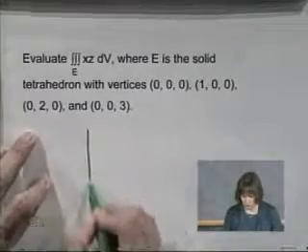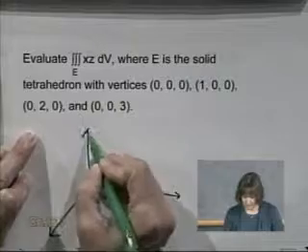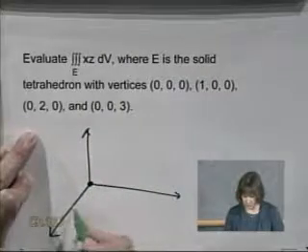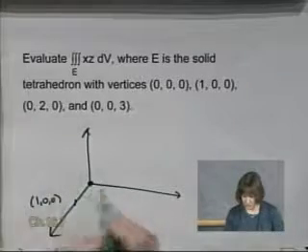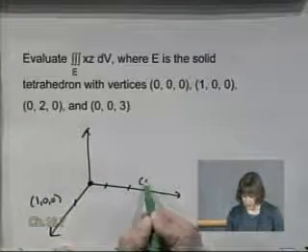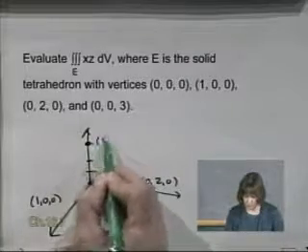Let's just draw our region first. They're telling me I have 0, 0, 0, 1, 0, 0, 0, 2, 0, and 0, 0, 3.